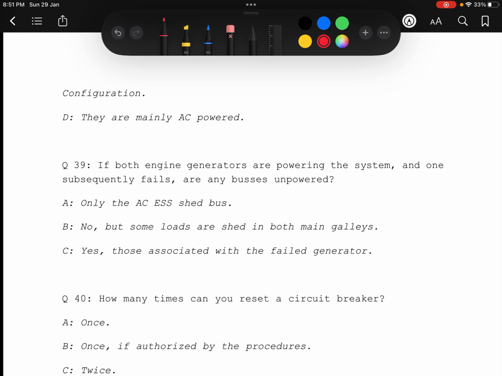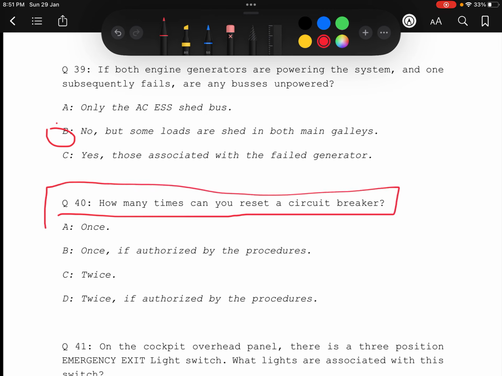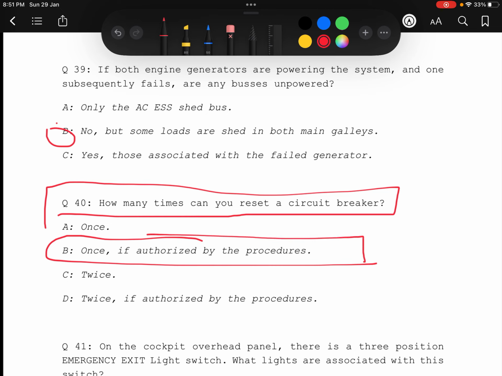Again, going to the question 40. How many times can you reset the circuit breakers? Only once, and that is also when the procedure authorizes you. You cannot reset any circuit breaker whenever you want, or as many times as you want. It is only once, and you will refer to the reset procedures, right?